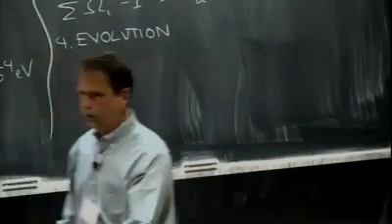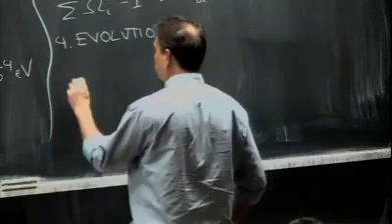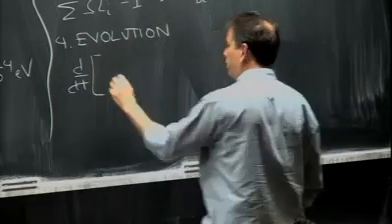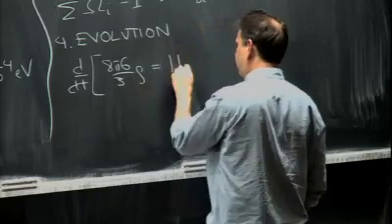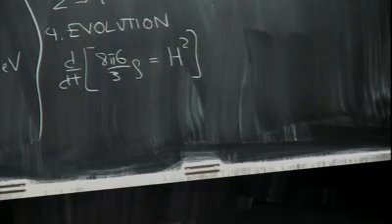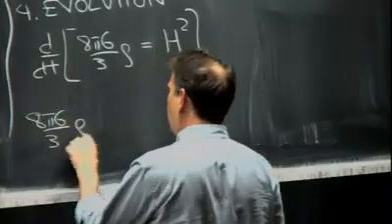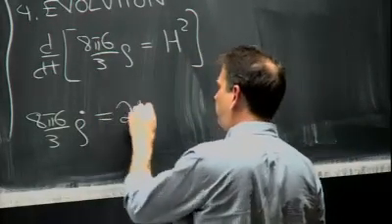And we can actually do that. We can just take the Friedmann equation, which has the energy density in it, and differentiate it. So let's take the derivative with respect to time of the Friedmann equation, which is 8 pi G over 3 rho is equal to H squared. So let's just differentiate that equation. When we do that, we get 8 pi G over 3 rho dot is equal to 2H times H dot.